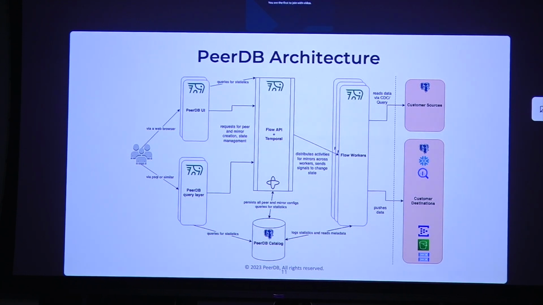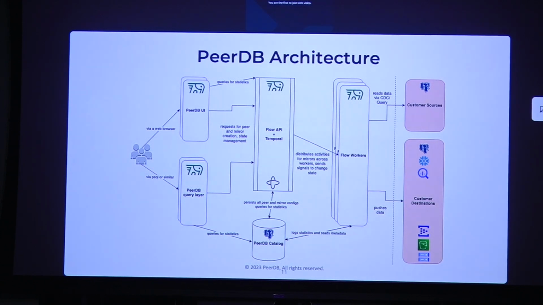The Flow API sets up the mirror, but the orchestration of the mirror is done by a system called Temporal. This is a workflow orchestration engine. Basically, we split up a mirror into a set of activities. We have setting up our tables, we have setting up the replication slot. All those activities are run by Temporal on an available flow worker.